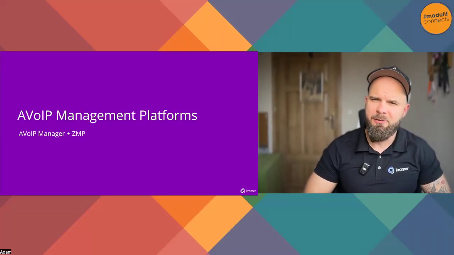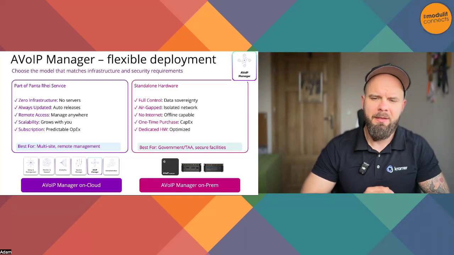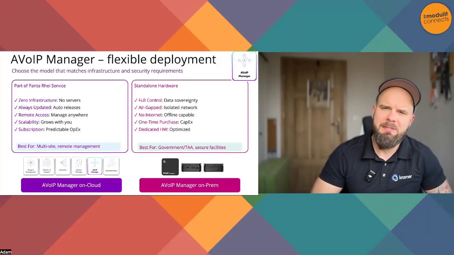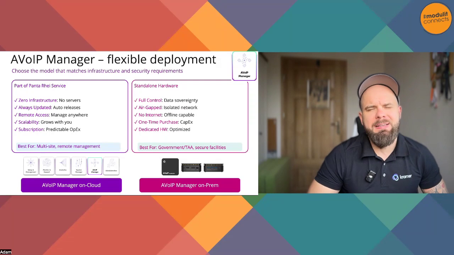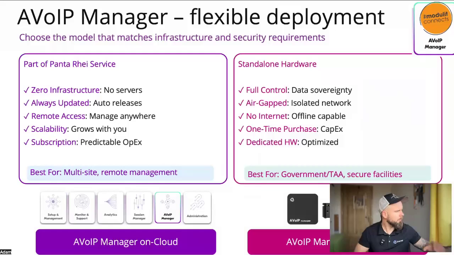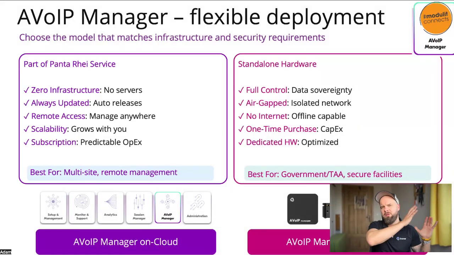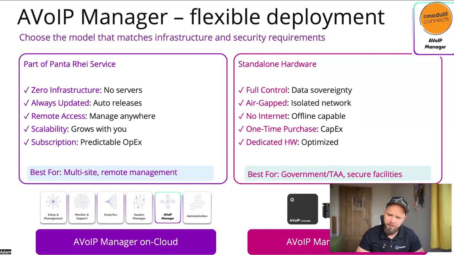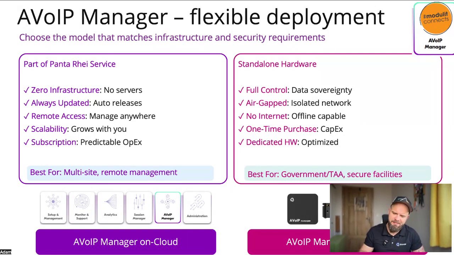So let's discuss the Kramer way. First, about the Kramer AVoIP solutions, there is flexibility here because AV over IP Manager is a must, but you can select if you want to go, for example, through a cloud solution, which is a subscription-based model, or you want a standalone hardware device somewhere in the system, which you pay for only once. So you can select it: AV over IP Manager, part of Pantarray service, or a standalone solution.